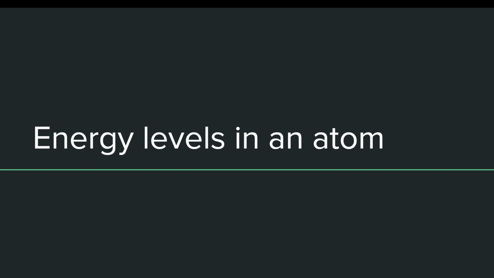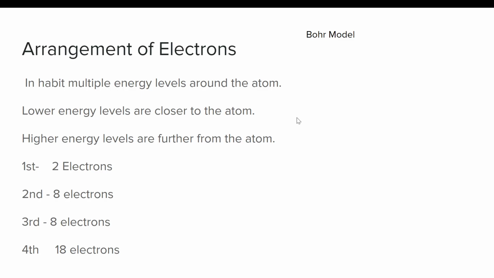Today what we're going to do is explain how atoms have energy levels and how those energy levels correspond to the electron and where the electron likes to sit. Okay? So we're going to be talking about the arrangement of electrons in atoms. And in general, we're going to be using the Bohr model for this.